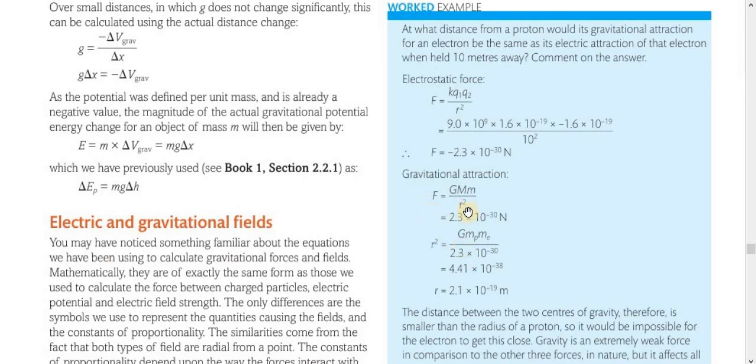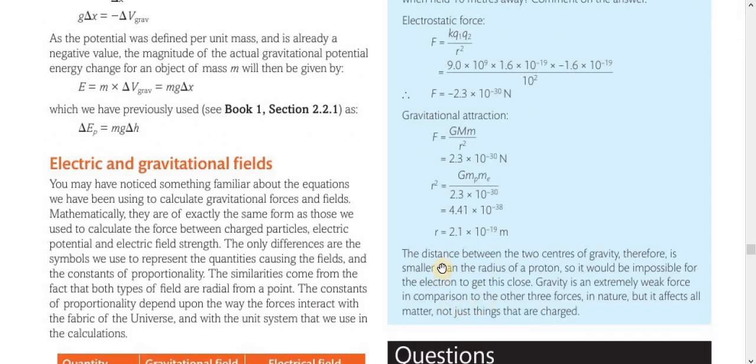Then R squared is equal to G m m over F. You see here F is the same as this F here, then we get this. So now G, mass of proton, mass of electron, you don't need to remember them, they will be given to you. Substitute and then you will get this. Remember here it's R squared, so you need to take the square root to get R. 2.1 times 10 to the power minus 19 meters is the distance R.